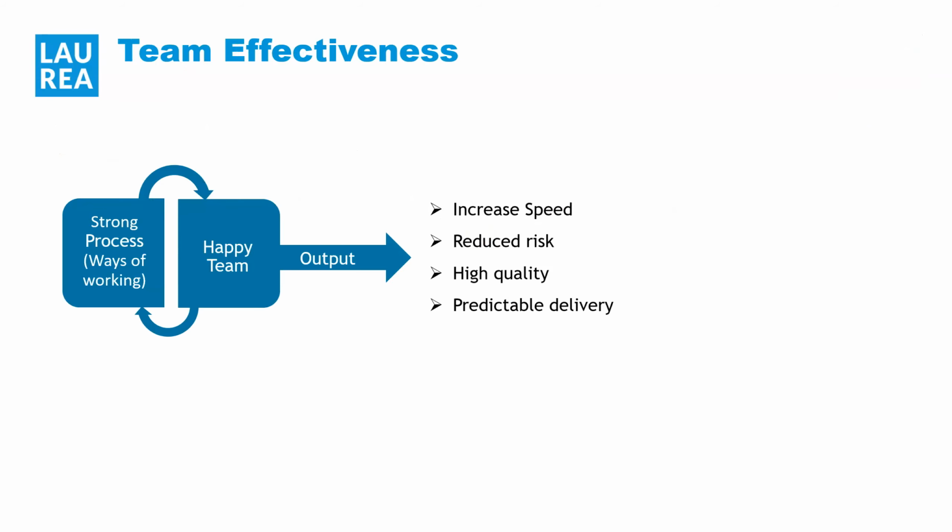So in short, if you have a strong process or ways of working, your team will be happy, and the output will be an increase in the speed at which they are working, and of course reduced risks. There will be high quality in whatever they are doing, and you are also able to predict the delivery, because we are able to estimate our work. We know when we can do this and we know when we can deliver that.